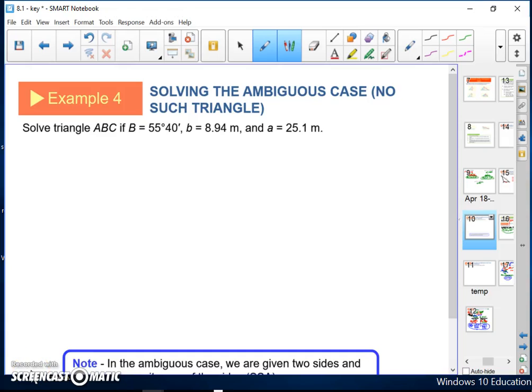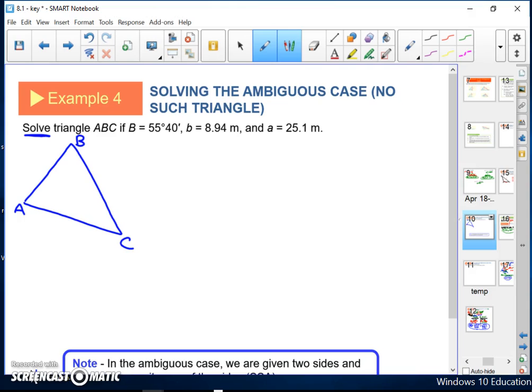Example 4, we're solving a triangle. And so remember, when we're solving a triangle, we're trying to find the missing bits. The first thing that I would do is try to draw it. And I make kind of a rough sketch of a triangle. I don't really know what's going to happen at this point, but I just sketch it out to see what I'm looking at.